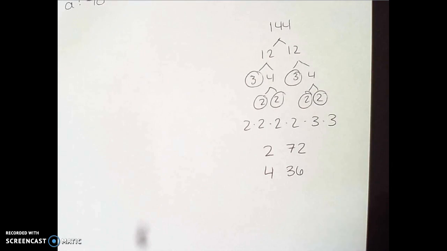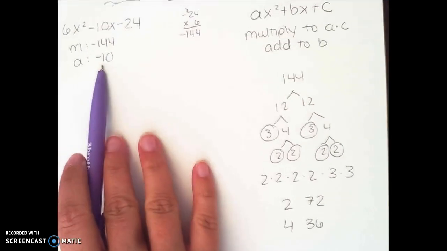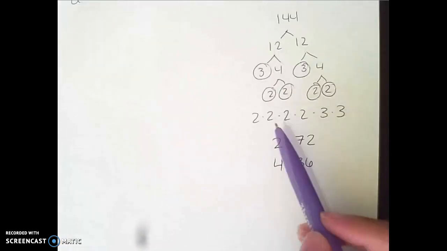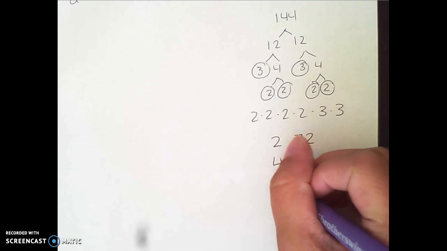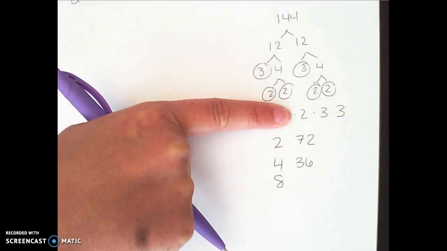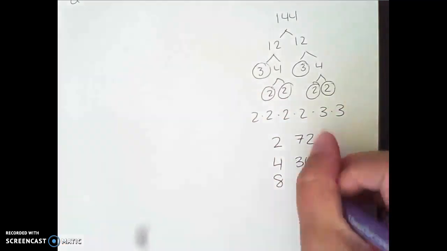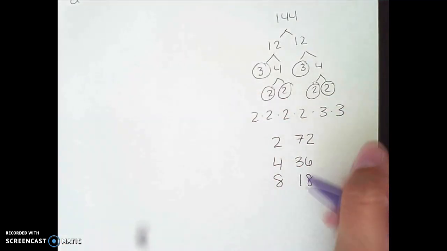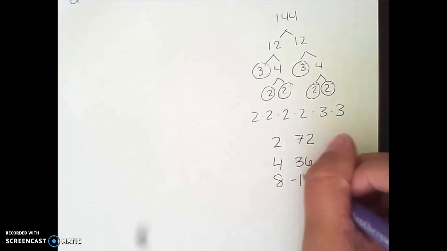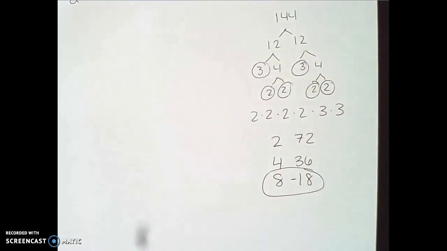And you can keep going this way until you find the factors that work for adding to negative 10. So we're going to have to keep going. 2 times 2 times 2 is 8. So that was 3 of the 2's. So remaining, I have 3 times 3 is 9, times 2 is 18. And then this one will work for us. If I make the 18 negative and the 8 positive, those are the factors that I'm going to use.